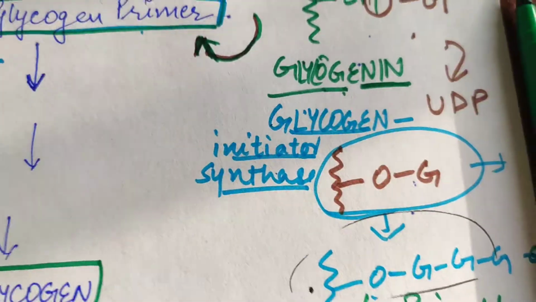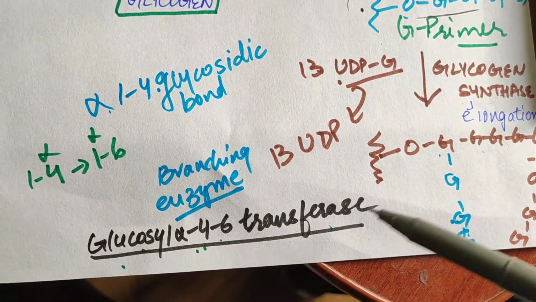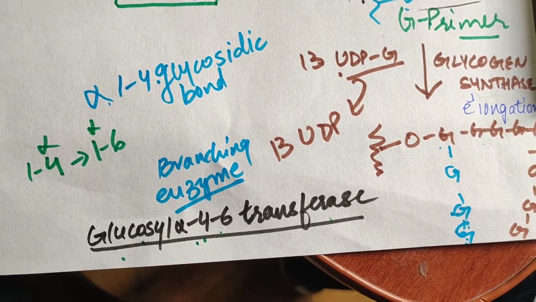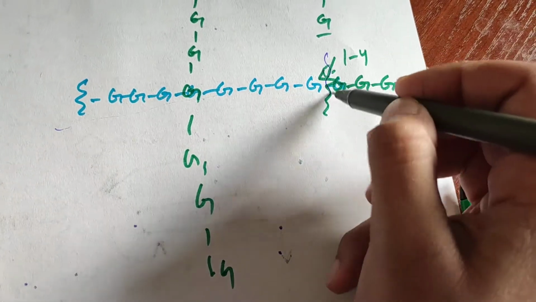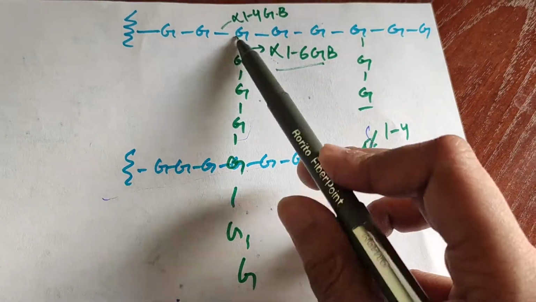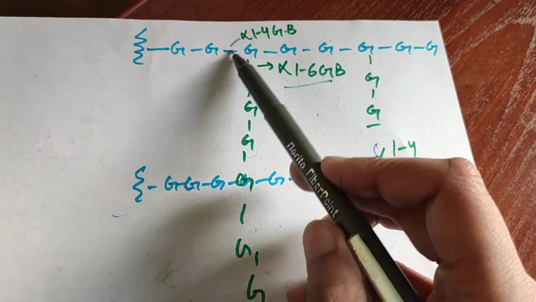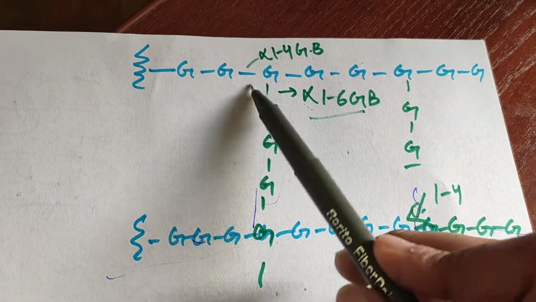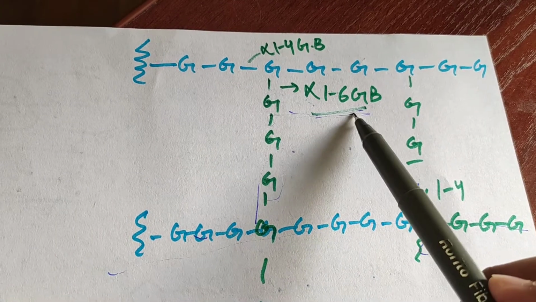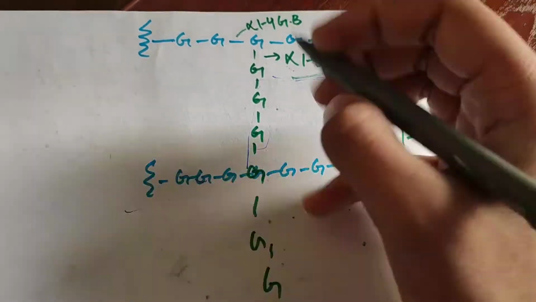Then the branching is done through glucosyl 4,6 transferase. As I've discussed, if the chain gets long, then this transferase will break from here and add it over here. This was an alpha 1,4 glycosidic bond, and where the branching is done, that is an alpha 1,6 glycosidic bond. So like this, the branched glycogen molecule is formed.